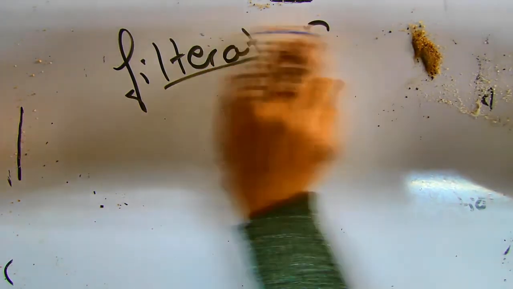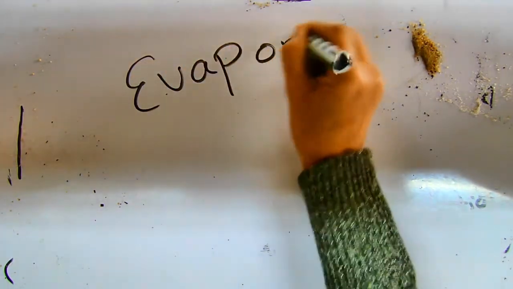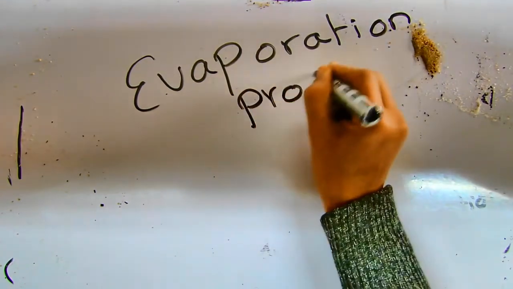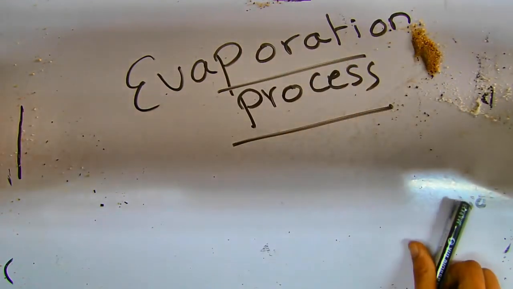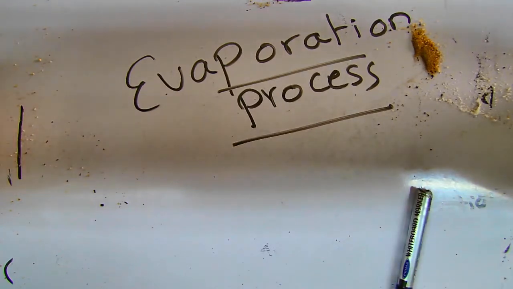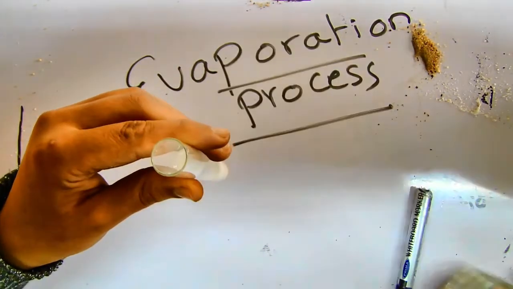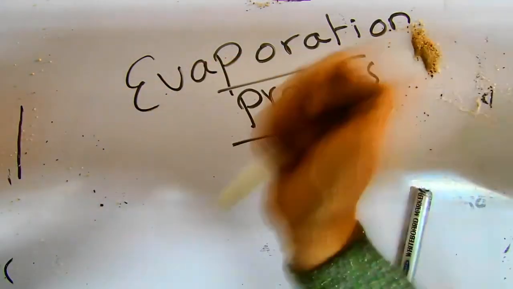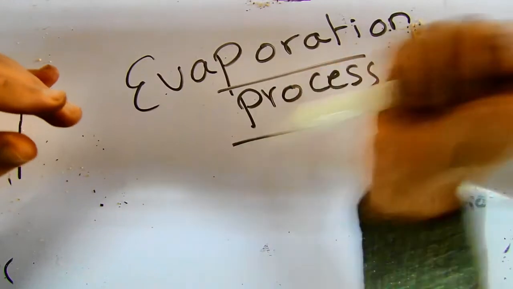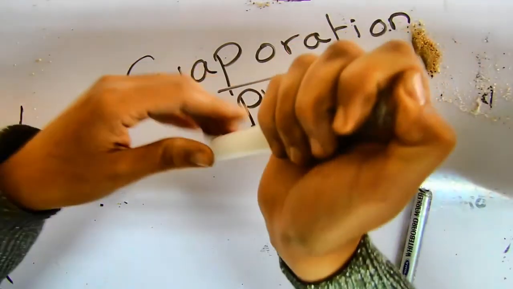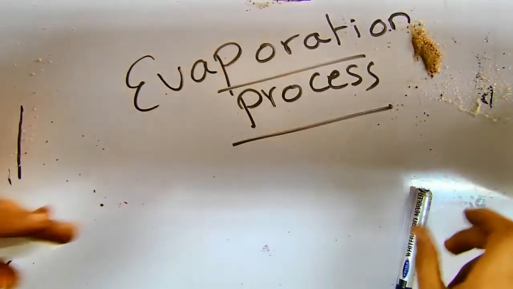The third way is by using the evaporation process. It is mixing salt with water. Here is the salt. We put some drops of water inside, and we shake them. This is the way of mixing salt with water. Now the salt dissolves in water. How do we separate it? By the evaporation process.